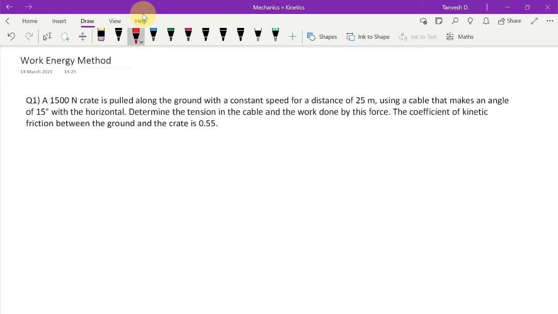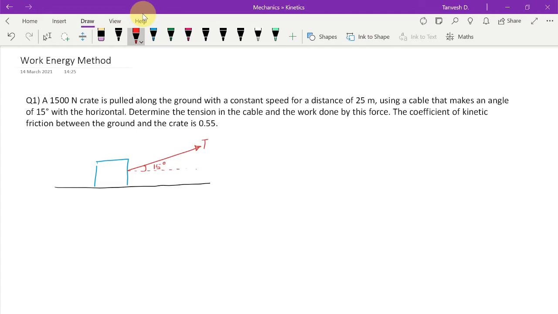So let us start with the numerical. What is given is a 1500 Newton crate is pulled along the ground with a constant speed for a distance of 25 meters. Let us say that this is that crate which we are pulling using a cable that makes an angle of 15 degrees. So there is a cable like this, and it is making an angle of 15 degrees. Determine the tension in the cable and the work done by this force.